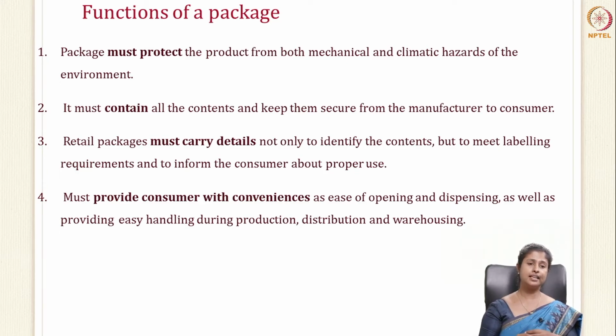Another one is contain. The package must contain all the contents and keep them secure from the manufacturer till it reaches the consumer. And retail packages, which are the smaller ones, or your primary packages, must carry all the details. Your primary and secondary will come under retail packages. They must contain all the details, not only to identify the contents, but to meet the labeling requirements also and to inform the consumer. So does it do that? That also comes under this testing of performance.